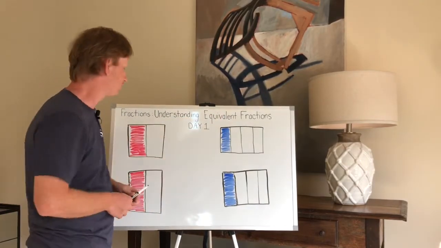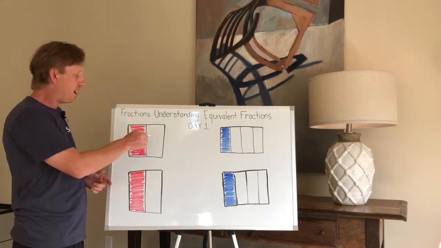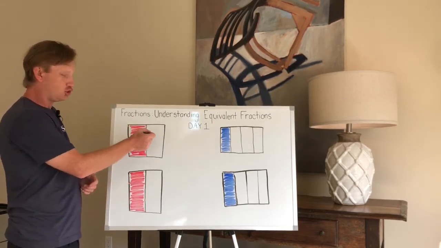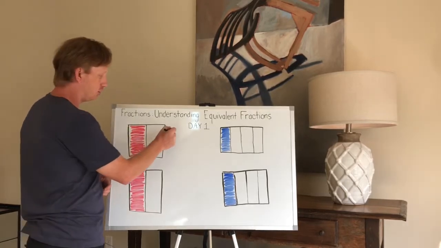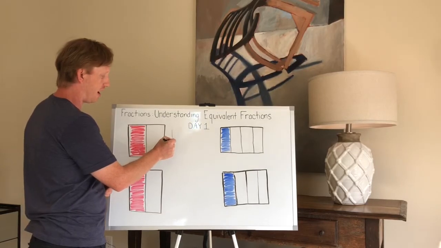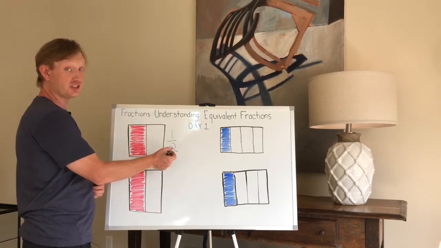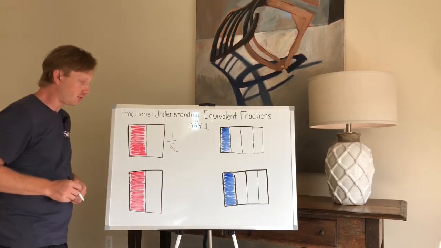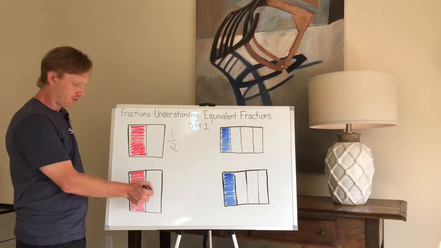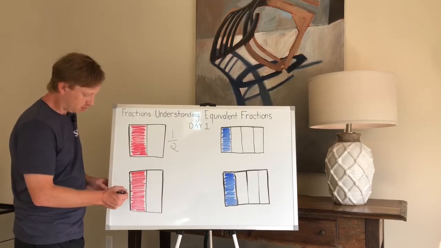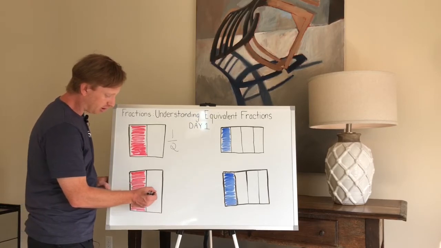There's no difference. So right here, I have 1/2. There's two parts to the whole, and I have one colored in. So it's 1/2. One is the numerator, two is the denominator. But what would happen if I took my 1/2, which is the same down here, and instead I changed it by putting a line through it?